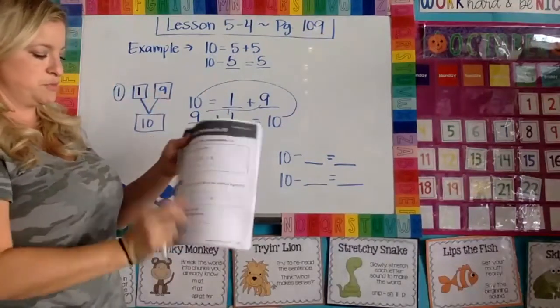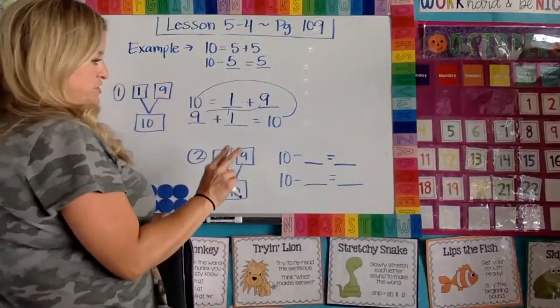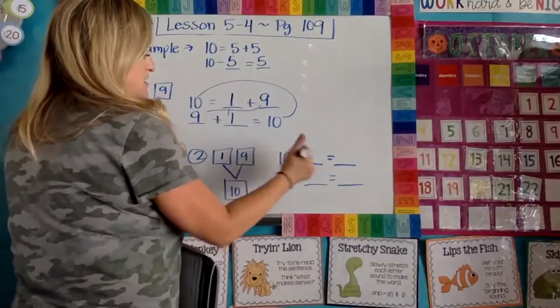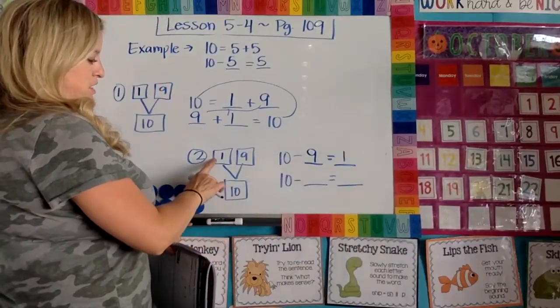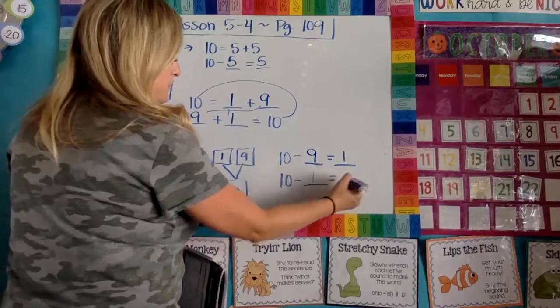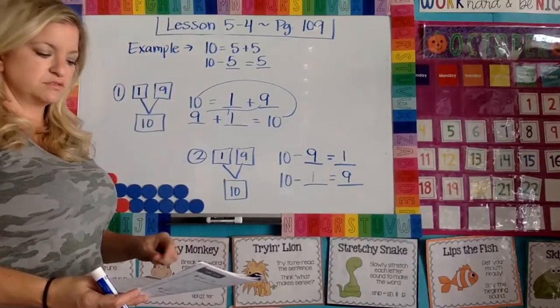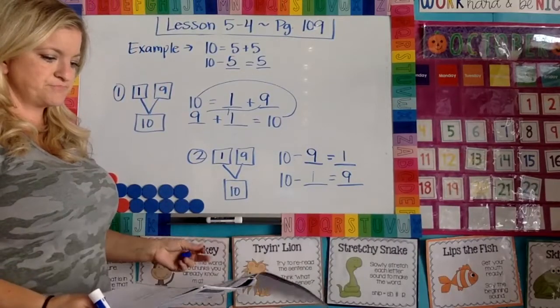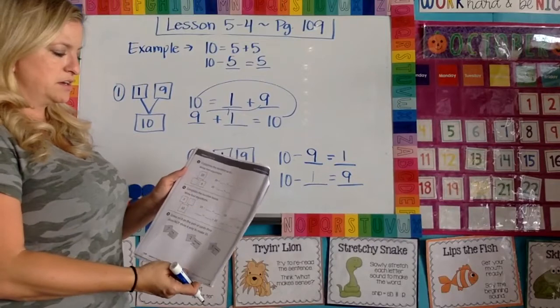So number 2 says, complete the number bond. Write 2 subtraction equations. I know that 10 minus 9 equals 1. And I also know that 10 minus 1 equals 9. I just flipped it around. That's it. Okay, I'm now on the back.